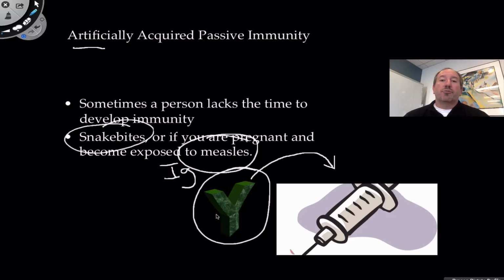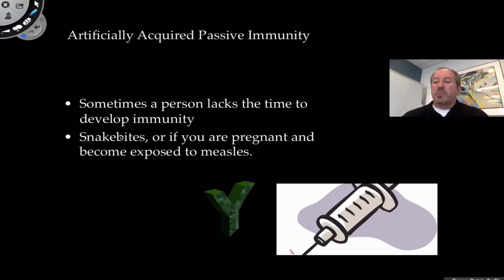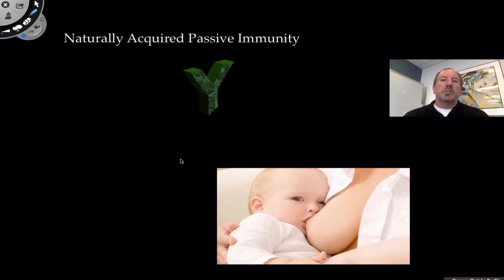And so it's extremely rapid, and these antibodies are given in the form of the shot, and so they're able to neutralize the measles or the venom so that you don't become dead from the snake bite. And so it's passive because it's not that you're developing immunity on your own. So it's considered to be passive, and it's artificial. And so the fourth and final type of immunity is going to be naturally acquired.